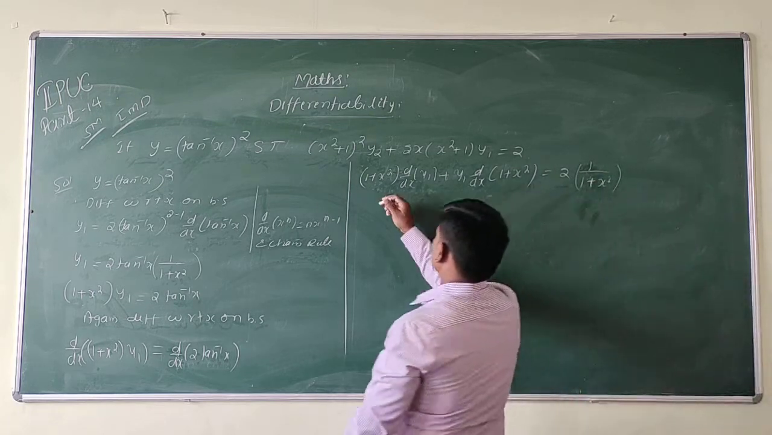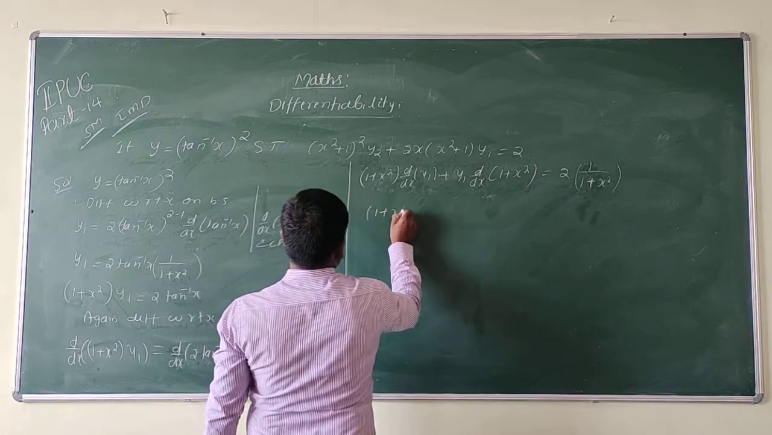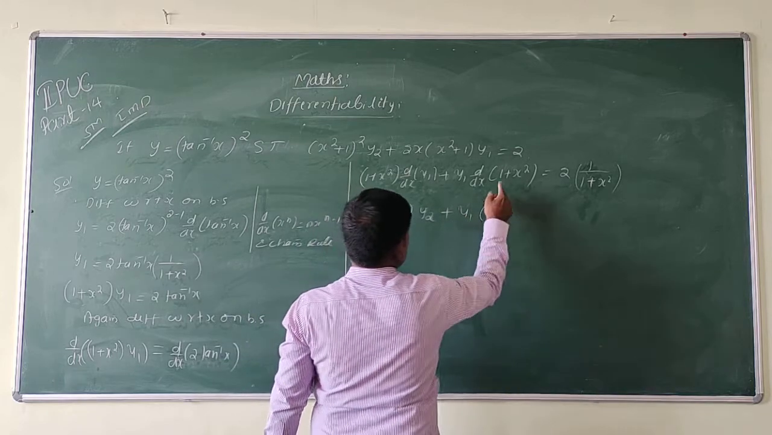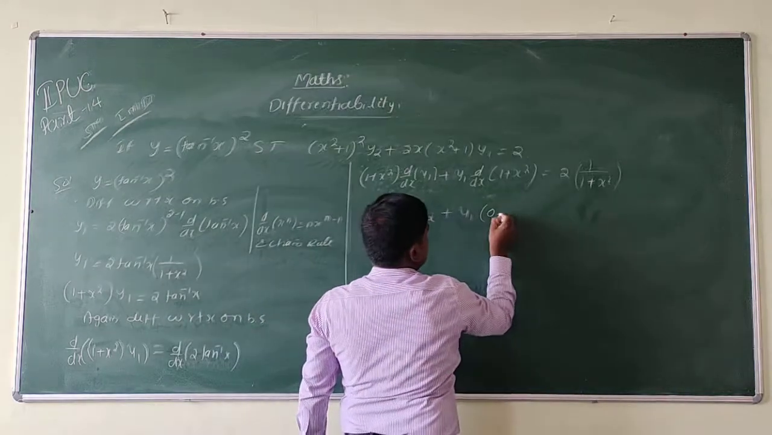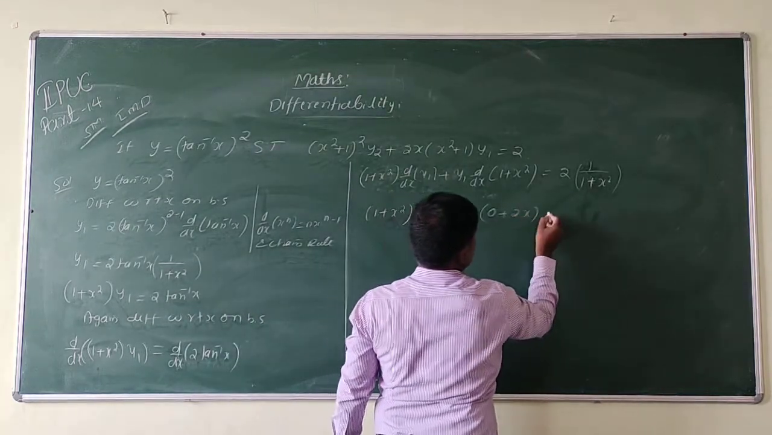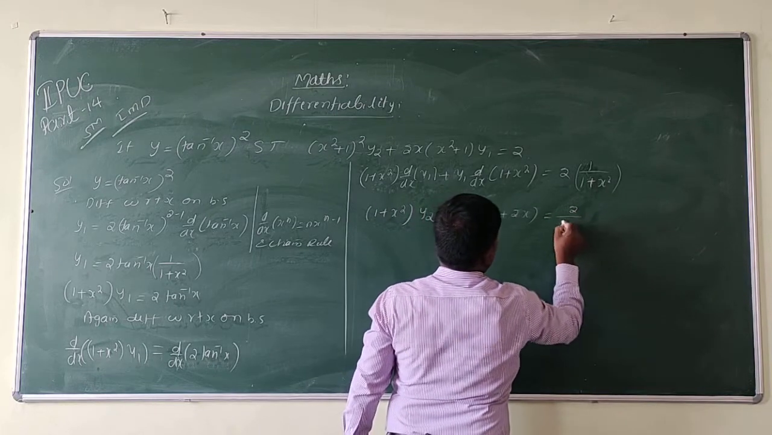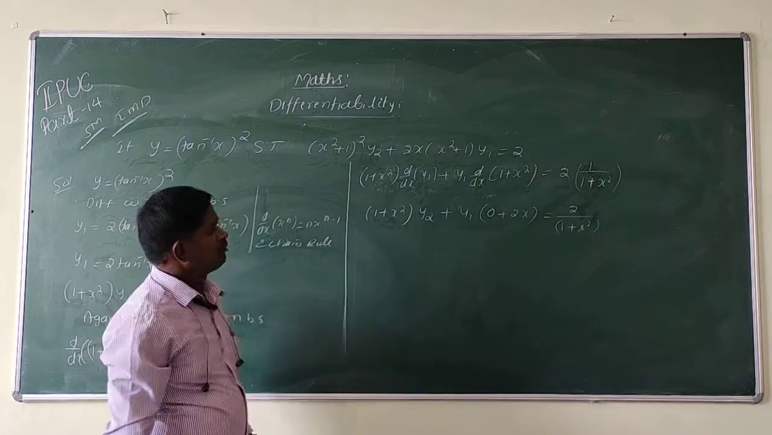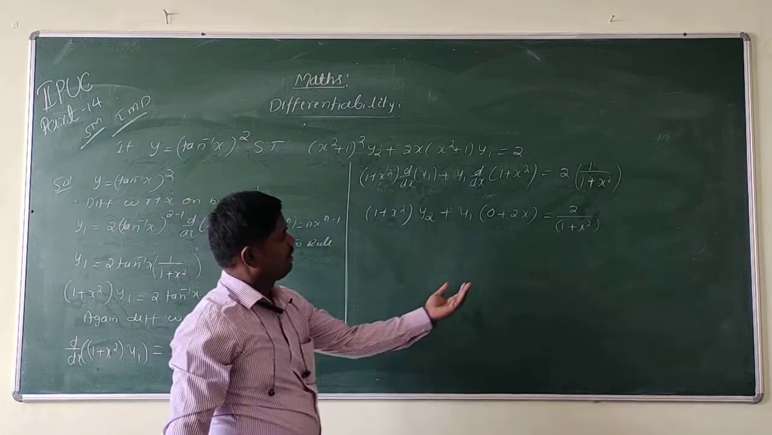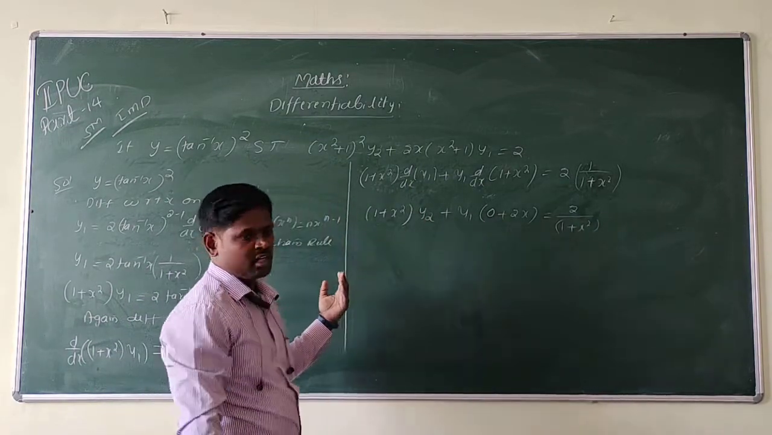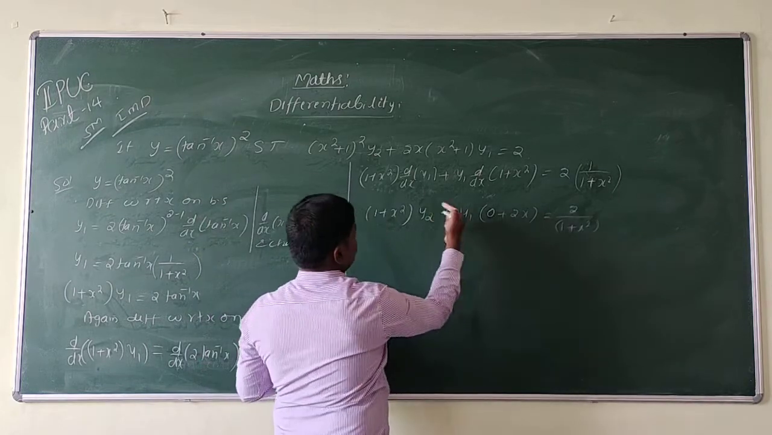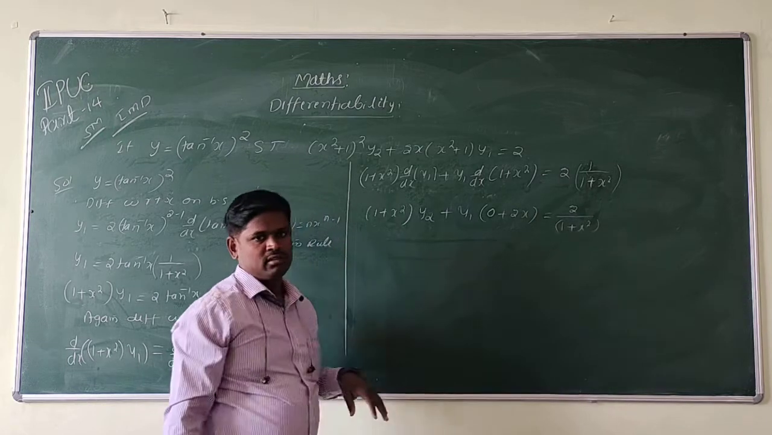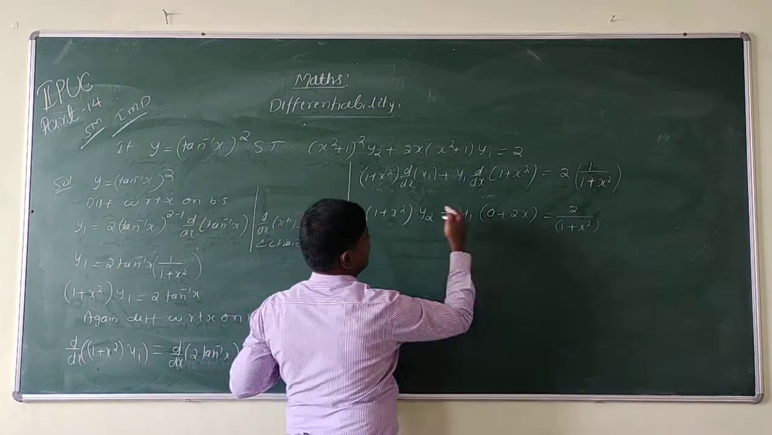So then this is 1 plus x square into differentiation of y1, which is y2, plus y1 into differentiation of this term. That is 0 plus 2x. That is 2 divided by 1 plus x square. Okay. So we are going to show this. So we are going to take cross multiplication. The whole term, this is a denominator consisting 1. So that means we are going to take cross multiplication.